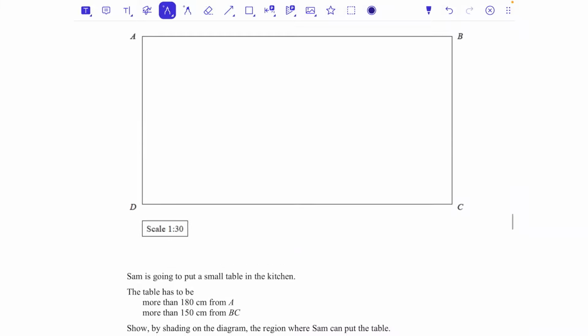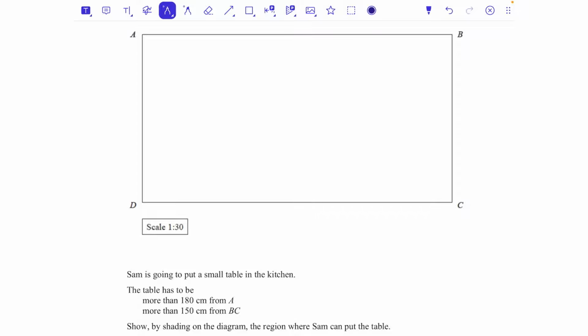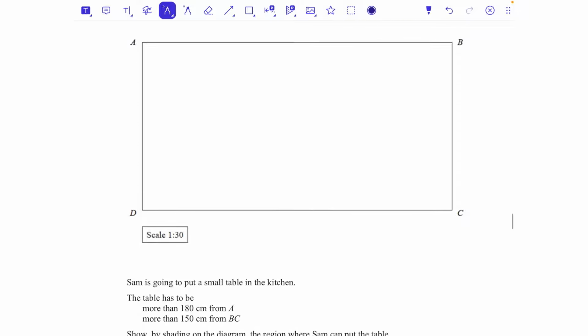So this is going to be a little bit tricky for me to do on my iPad and it might not be accurate, but hopefully I can explain to you how to do it. Now, if I want to go more than 180 centimetres from A, that's in real life. So on my drawing, I need to divide that by 30. So 180 divided by 30 is 6. So if it's 180 centimetres away in real life, it's only 6 centimetres away on our drawing.